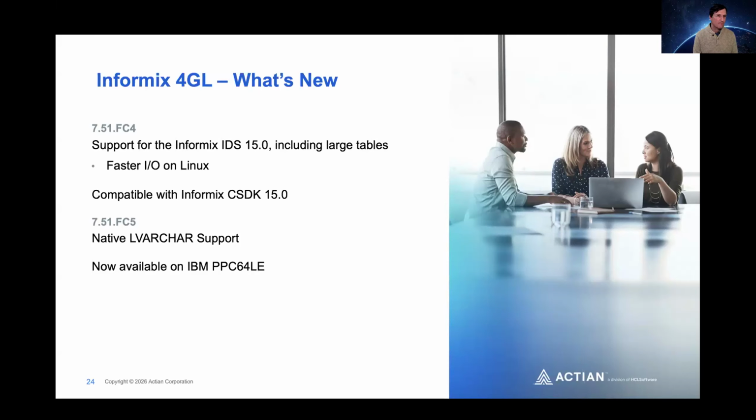So 751 FC5 of 4GL, which has been released, has native LVARCHAR support. And we're probably going into a beta phase pretty soon where we're going to be testing, with the help of some customers, web services consumption by 4GL via REST. Once we've finished with that beta, we're going to start working on the publishing side. And eventually we'll hopefully be putting in native JSON support. We couldn't do that without native LVARCHAR support though, so that's the step we've taken with the latest release. And the other nice thing about the latest release is that it's available on PPCLE.